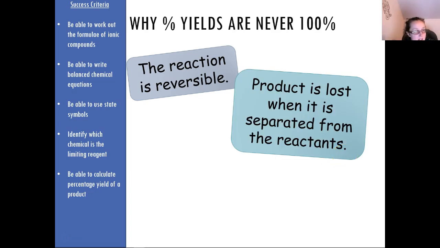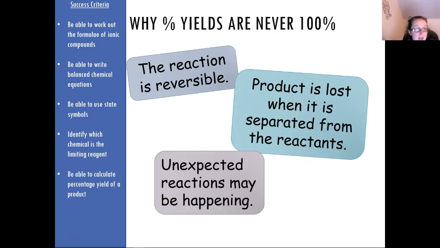It might be because some of the product is lost when it's separated from the reactants. So if you think about when we were making our banana oil and we were using the separating funnel, some of your product could have been lost out the separating funnel. And sometimes unexpected reactions might be happening, so you might have a secondary reaction that you didn't plan for that's happening in your reaction vessel, which means you lose some of your product. So if you ever do get a percentage yield of 100%, I would be very, very cautious, and it will absolutely never be more than 100%.